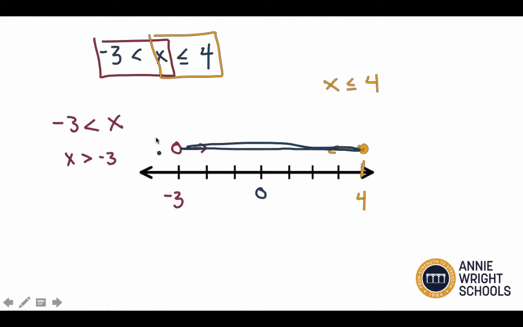It can't be anything over here. Well, that's less than 4, but it's not bigger than -3. It can't be anything over here that's bigger than -3, but it's not less than 4. The answer for X would be anything in this range.